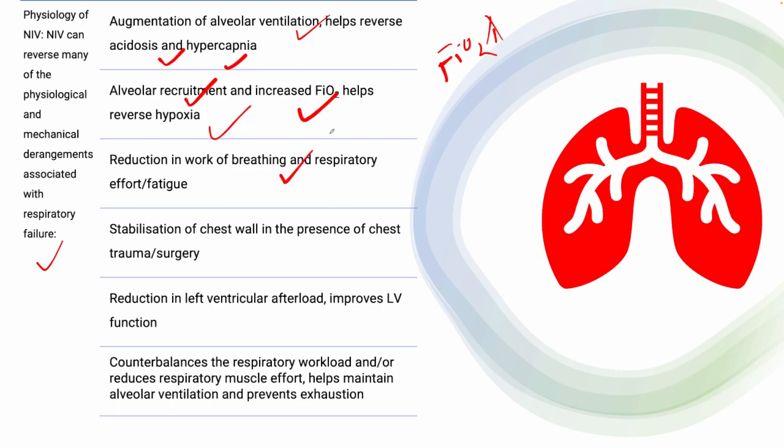Reduction in work of breathing and respiratory effort or fatigue. Another is chest wall stabilization. If the chest wall is stable, then any kind of trauma or surgery related to the chest can be stabilized. Another is reduction in left ventricular afterload, which will improve LV function, because sometimes it has to contract more to overcome the afterload. And another is counterbalancing the respiratory workload, which will decrease respiratory muscle effort. If the respiratory muscle effort decreases, it will help to maintain alveolar ventilation and prevent exhaustion of the lungs. So these are all the benefits of NIV.